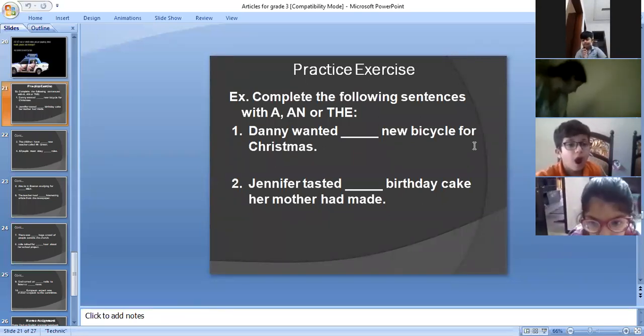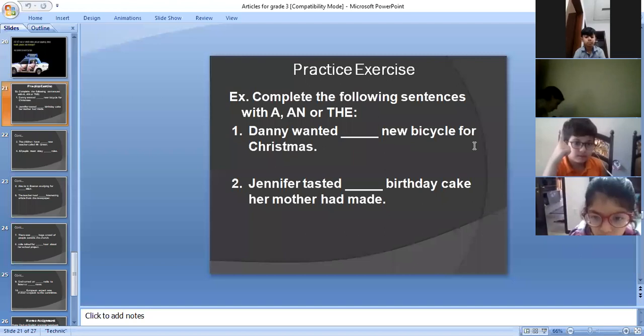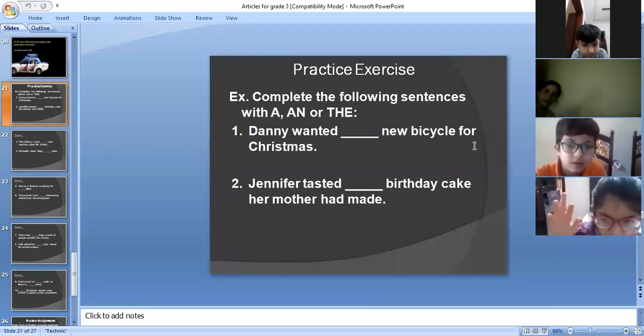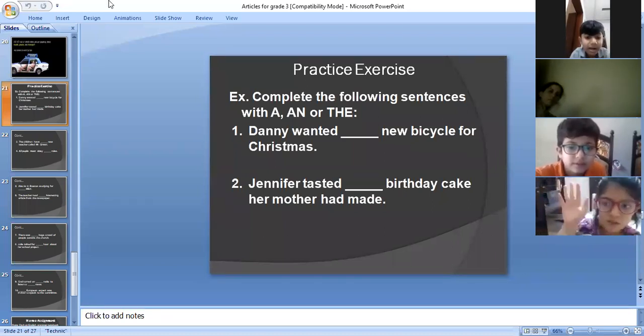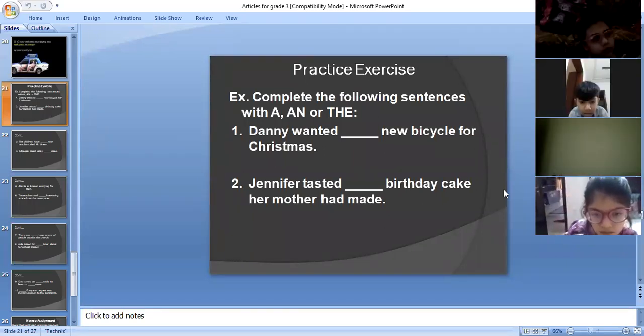Next, Muhammad Masud, raise your hand. Jennifer tasted dash birthday cake her mother had made. What is going to come here? The. Here will come the, because beta, we are talking about the same cake which her mother made.